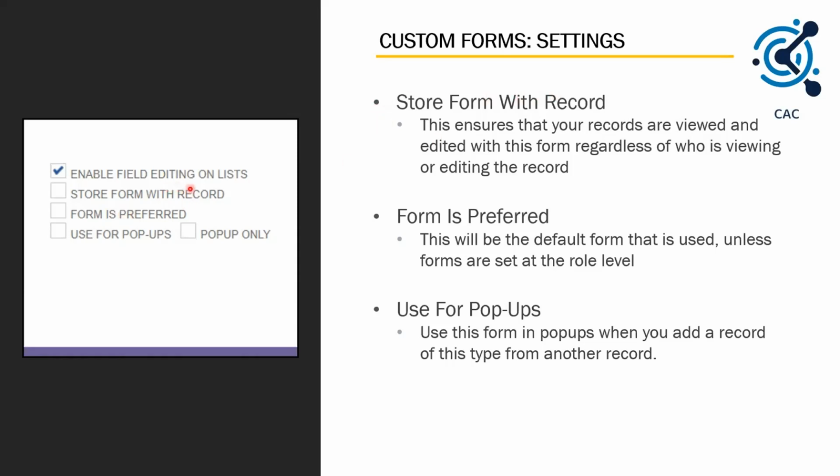So store form with record. That's this setting right here. This ensures that your records are viewed and edited with this form, regardless of who is viewing or editing the record. This is useful for cases when maybe you're bringing in sales orders from a website, like a Shopify website, for example, and you have a very specific form for your Shopify orders that doesn't apply to any other orders in your system. And whenever those orders come in, you want to make sure that the Shopify sales order form is always used when you're viewing a Shopify sales order. So store form with record will ensure that happens.